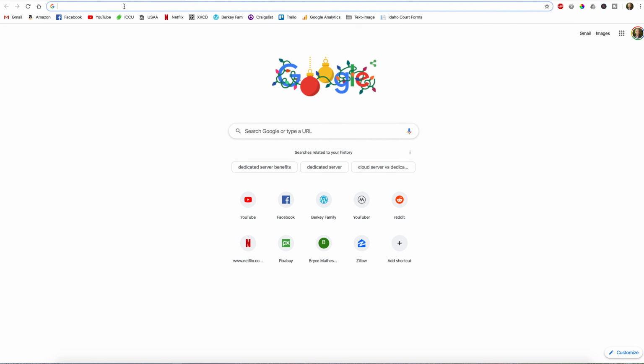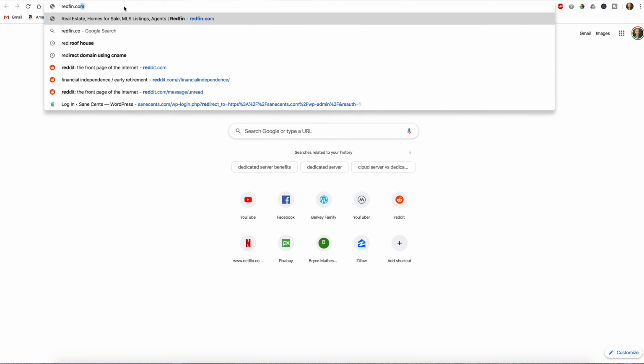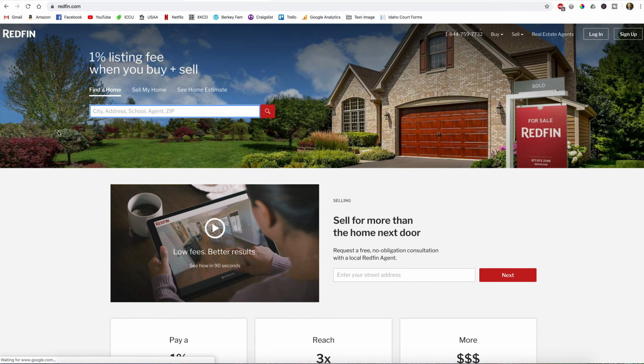So let's dive right into this. I've got my screen right here. I want to find a property that I know nothing about. I've never analyzed it before, I've never looked at it, and so I can do this in an area where I don't even live. So let's go and check out redfin.com, and I don't know, let's do Birmingham, Alabama.